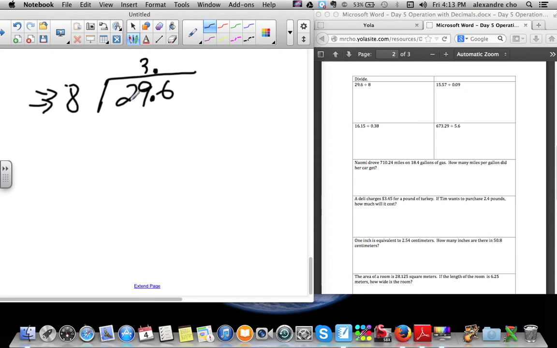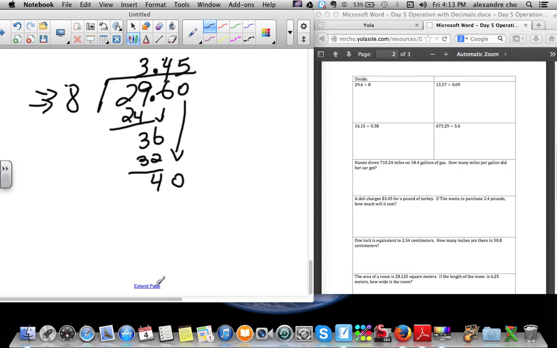8 goes into 29 3 times, which is 24. Okay, 3. Bring the 6 down. 8 goes into 56, I don't know, 2 times? No, 7 times. 56. Okay, you got 5 left over. You can add a 0 to see if it actually works out. 8 goes into 40 5 times. Yes, it does. So there you go. This worked out nicely and even. 29.6 divided by 8 is 3.45.